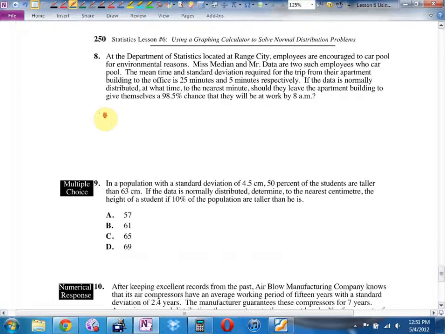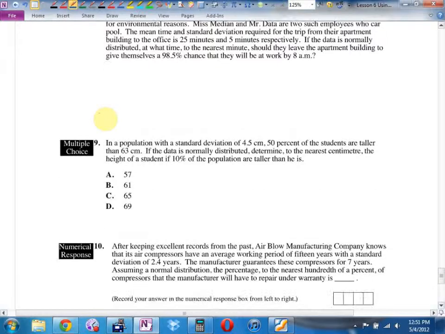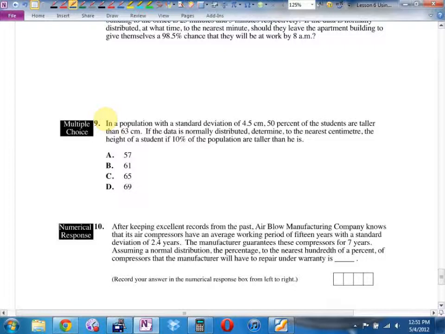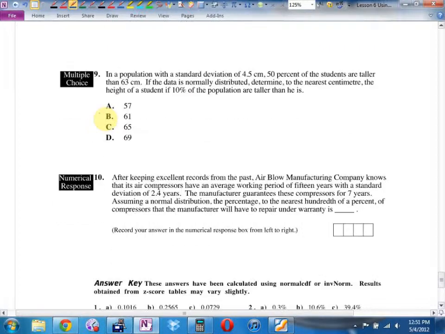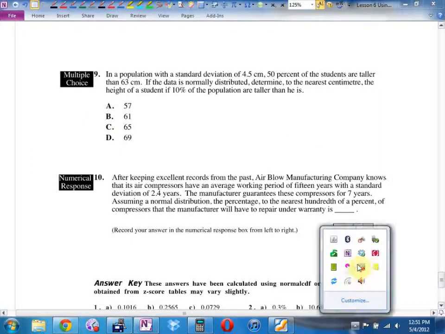Skip 8. Standard deviation of 5, 50% or taller than... Sure, I'll stop there.